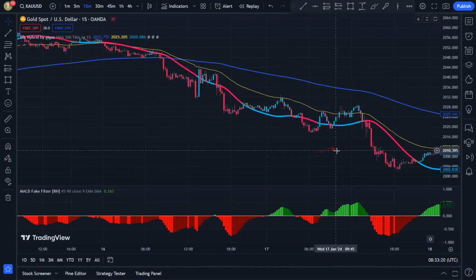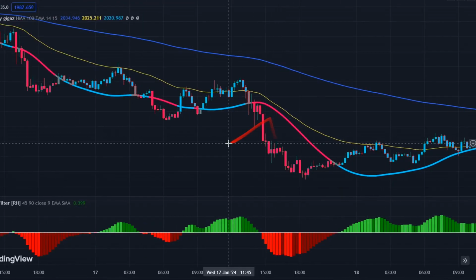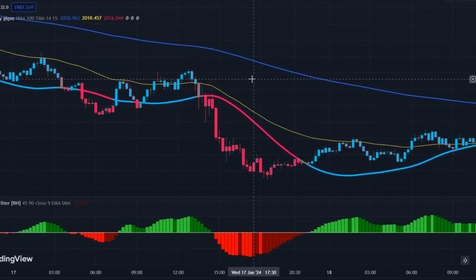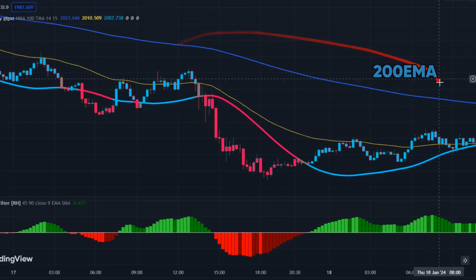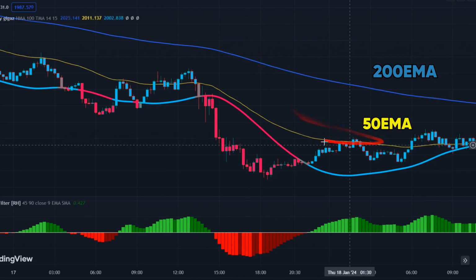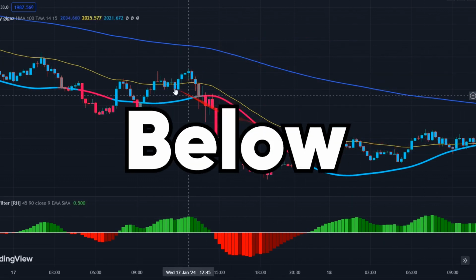Now let me explain the sell orders to you. To do this, first you must make sure that we are in a downtrend. For this, we go to the SSL indicator and make sure that 200 EMA is above 50 EMA and price candles are below these two lines.